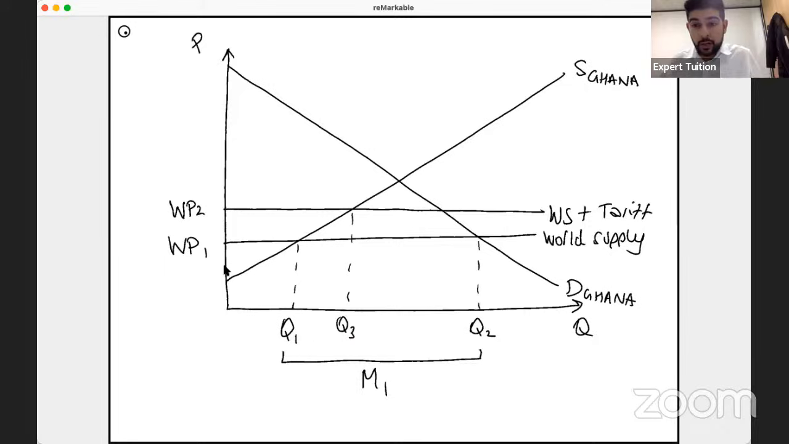Why? Again, logic. Well, at this higher price, domestic firms in Ghana want to sell more of this good. Because bear in mind, they don't pay the tax. They don't pay the tariff because they're not importing the good. But because the world price has risen, they're also going to raise their price in line with the world price. They go, okay, you know what? At this higher price, I'm down. I'll sell more of this. Domestic demand, on the other hand, is going to decrease to Q4. And therefore, the new level of imports is this, M2.